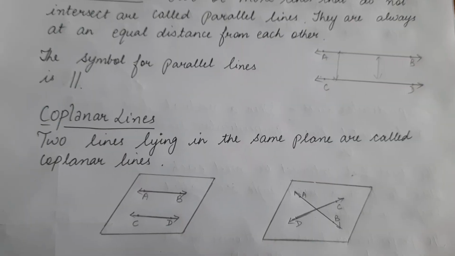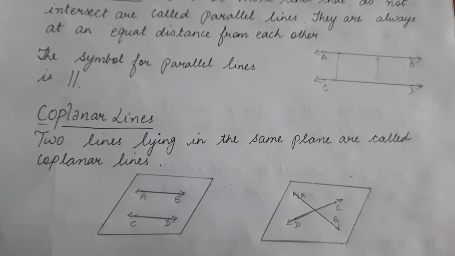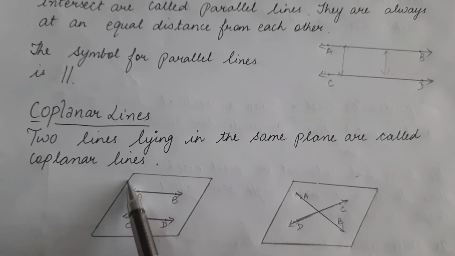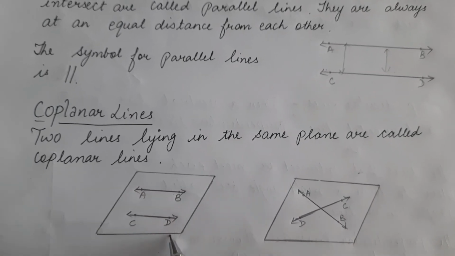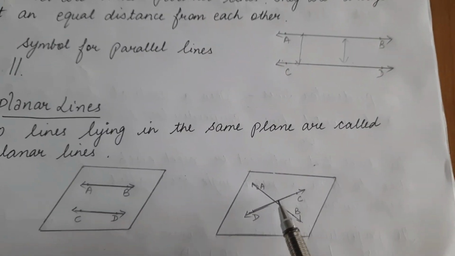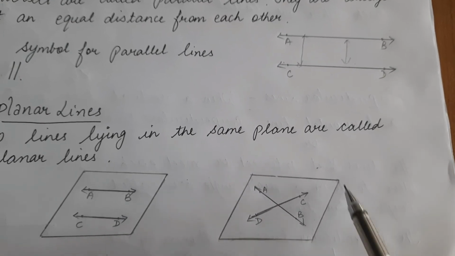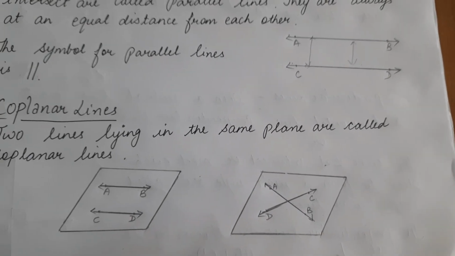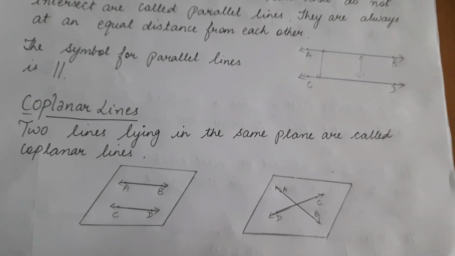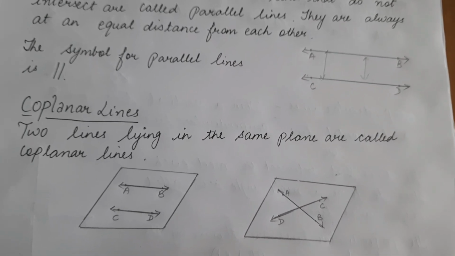Next comes coplanar lines. What are coplanar lines? See, two lines lying in the same plane are called coplanar lines. Here, AB and CD, both these lines are lying in the same plane, so these are coplanar lines. In this figure, AB and CD, both these lines are lying in this plane, that means these are coplanar lines. So what are coplanar lines? Two lines lying in the same plane are called coplanar lines.